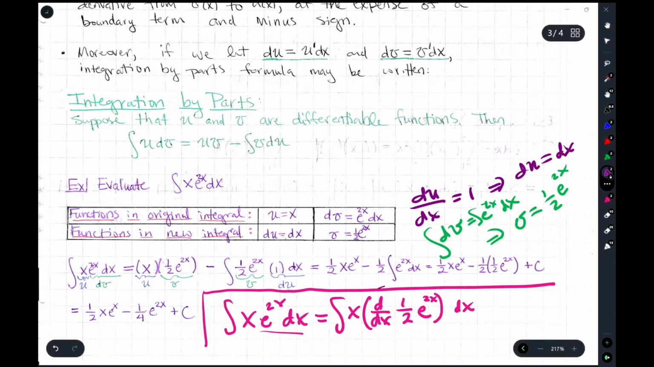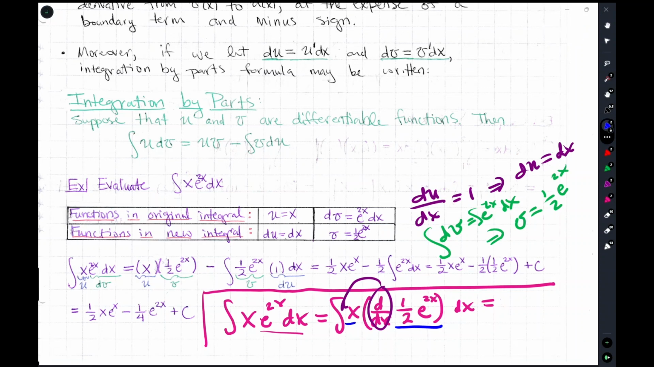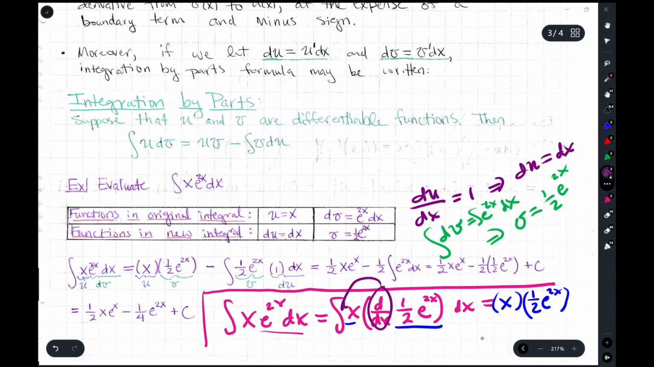And now I want to take my derivative, and instead of taking the derivative of 1/2 e to the 2x, I want to switch. I want to take the derivative of x instead. Well, I can do that. I'm allowed to do that, but I got to pay a price. The price is a boundary term, which involves the 1/2 e to the 2x and x. So that's the price. That's my boundary term: x times 1/2 e to the 2x. Okay, that's my boundary term, and the minus sign.